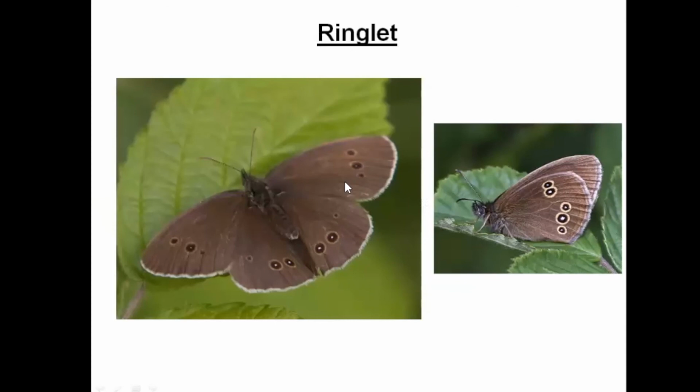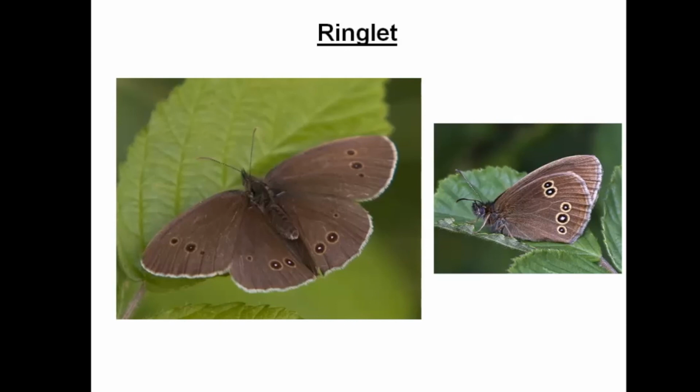Loves damp grasslands, so it loves woodland rides. And when it's at peak numbers, often will outnumber meadow browns in a woodland. It can be that common. And again, it's got a very, very distinctive flight. It's got a bobbing flight. So you can imagine it's sort of like a yo-yo going up and down. Imagine a butterfly on a string like a yo-yo, and that's how it flies along.